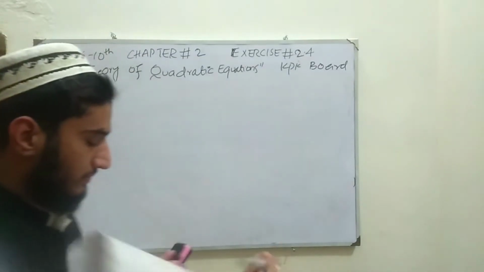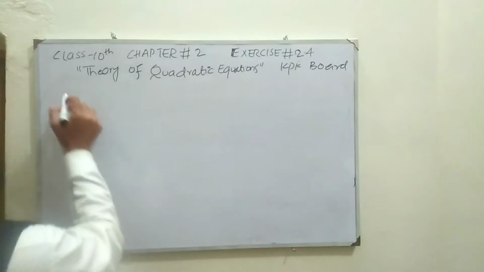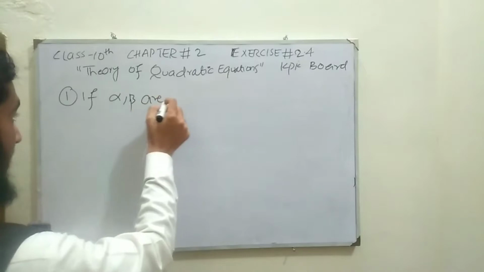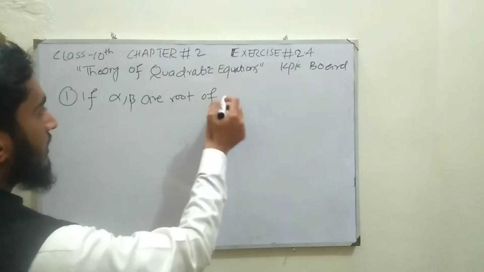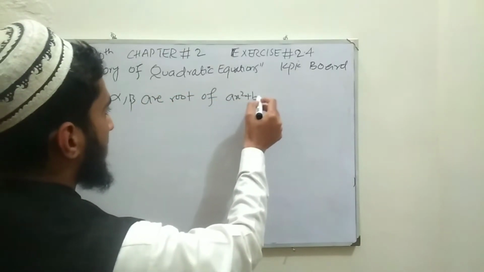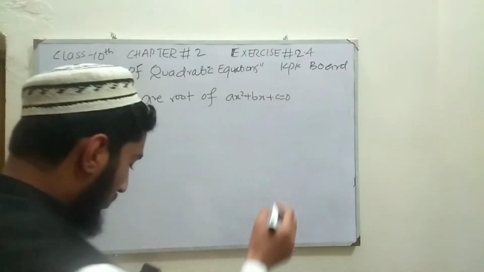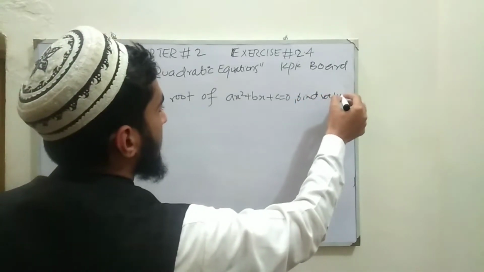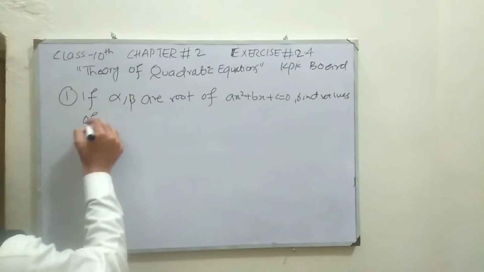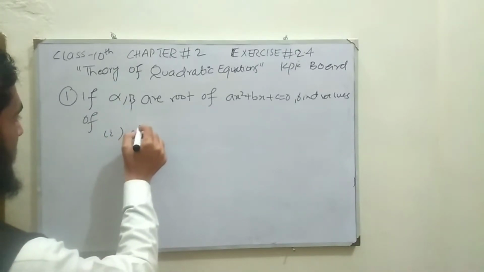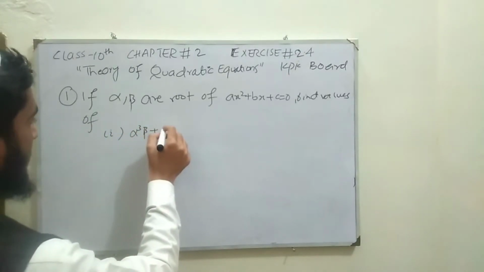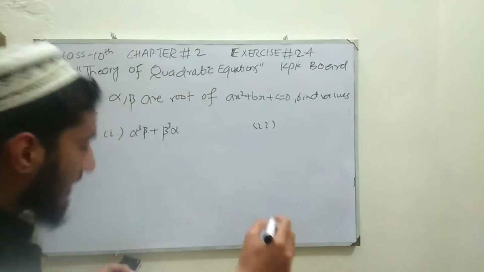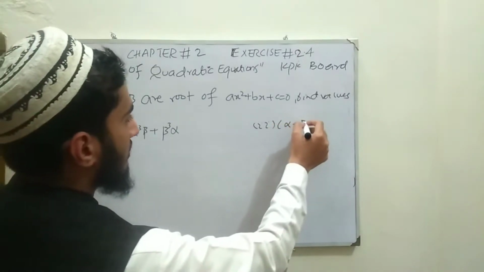Question number 1 is: if alpha and beta are the roots of ax square plus bx plus c is equal to 0, find the values of alpha cube beta plus beta cube alpha. And the second part of this question is: find the value of alpha minus beta whole square.